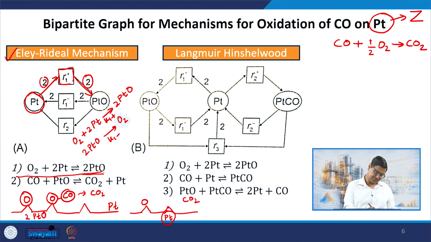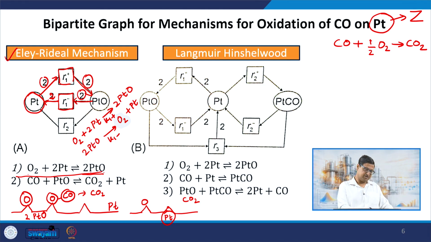is, again we don't worry about CO2, we only represent the intermediates. So we start from PTO, 2 molecules of PTO, that's why we have a 2 here, participate in the reverse reaction R1 minus and give rise to 2 molecules of PT.